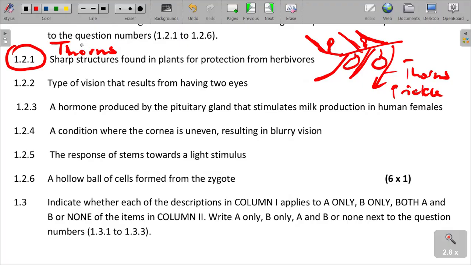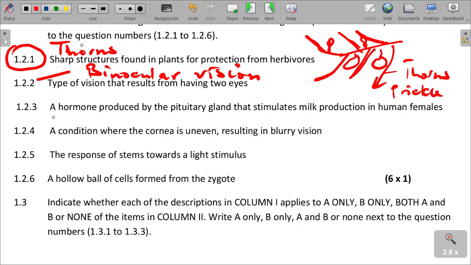Type of vision that results from having two eyes. It is called binocular vision. I was talking about the functioning of the eye. The type of vision that results from having two eyes, we call that binocular vision. The ability to see with both eyes, which we say gives 180 vision that has to be found there.